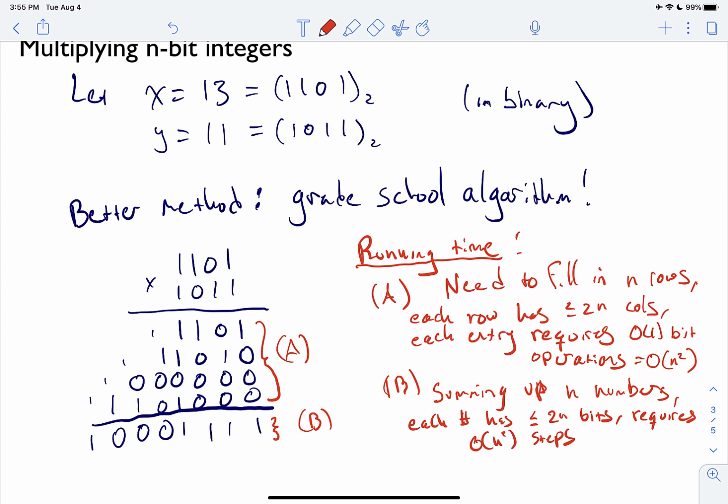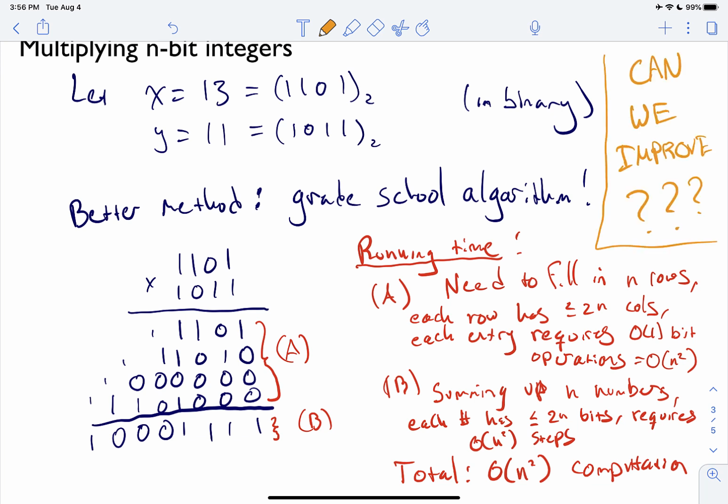In phase A, we had to do n rows of computation, and every one of those rows required us filling in at most 2n columns of operation, and filling in an entry required O of 1 many bit operations. So the total computation required to do phase A is on the order of n squared. Phase B required us to add up all of those n numbers. Each of those numbers had 2n digits, so again, phase B also required O of n squared computation. So now we have an algorithm that can multiply two n-bit numbers in time O of n squared. The only remaining question now is, can we do better than this?